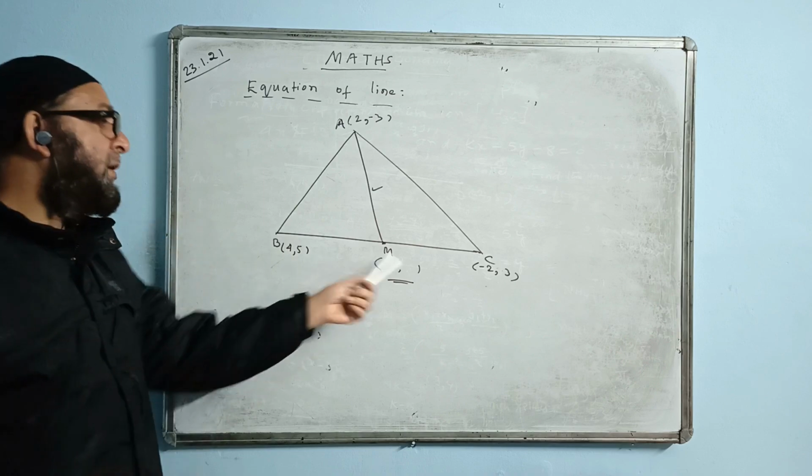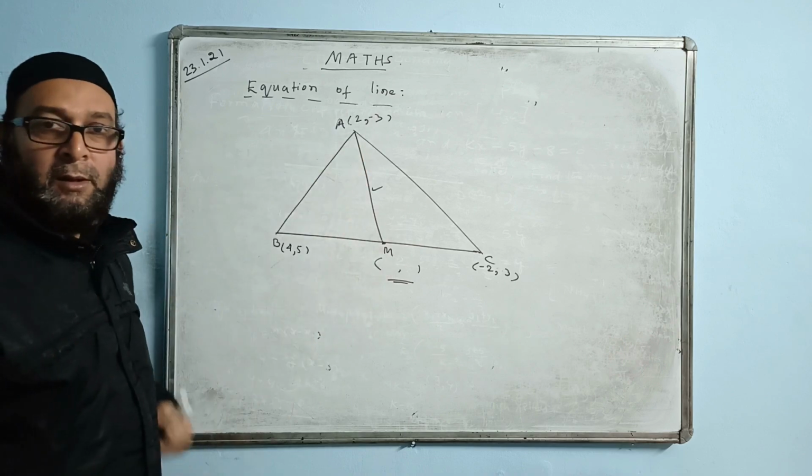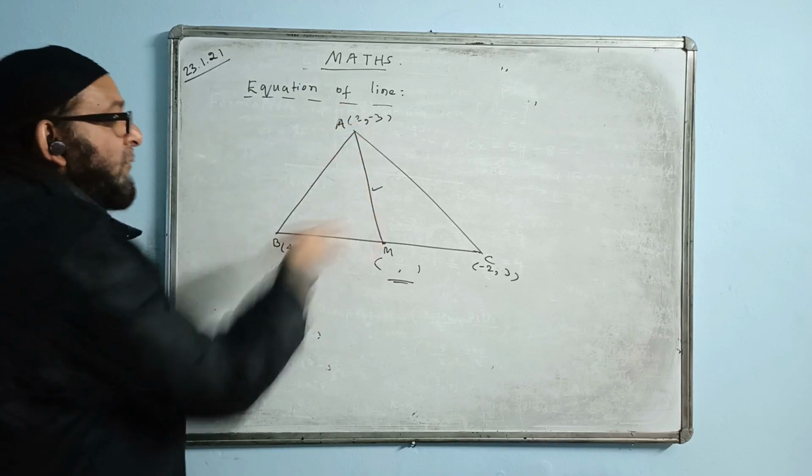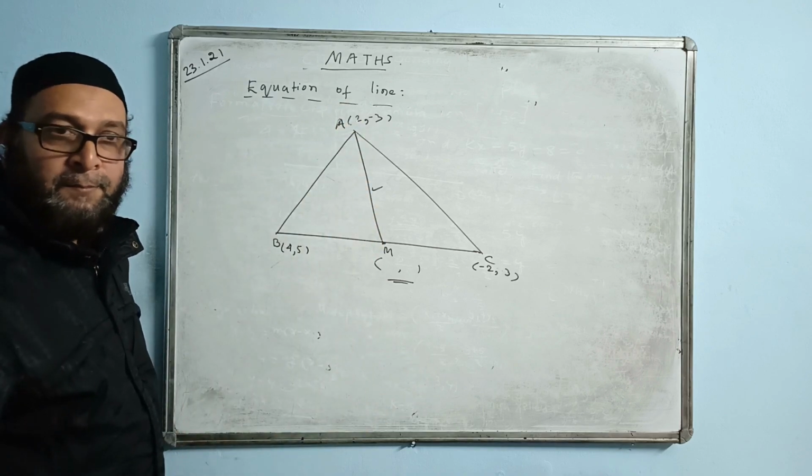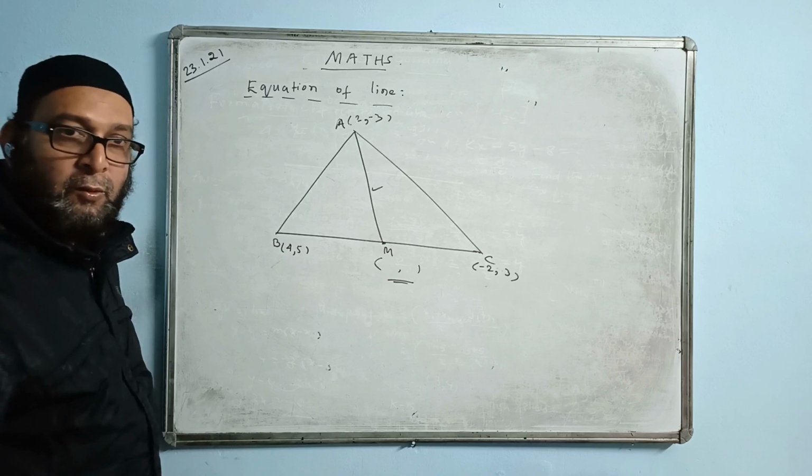First we find m, y2 minus y1 by x2 minus x1. And then we take any one of the points and form the equation. This is simple. Yes or no?